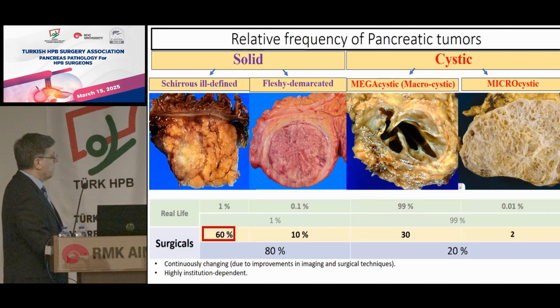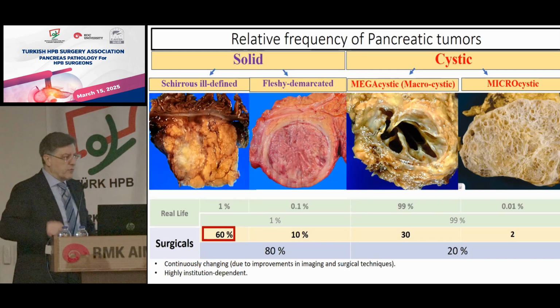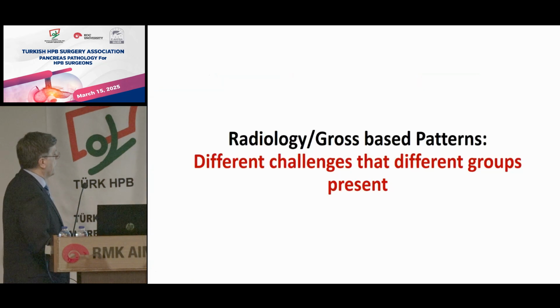But when you come to the resection specimens, what we are exposed to as surgeons and pathologists, of course, the indications are different and the reasons to operate are different. So about 60% of the resections are for pancreatic ductal adenocarcinomas or their mimickers, and about 30% are cystic lesions that are more pre-malignant, and about 10% of the resections are for other lesions. Of course, this changes from institution to institution, but these are the ballpark numbers that can be kept in mind.